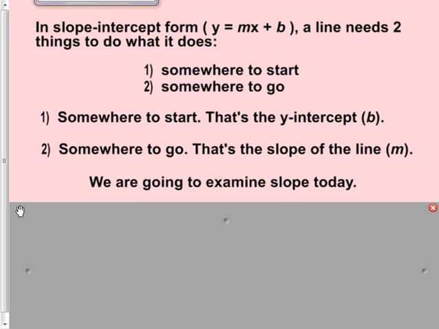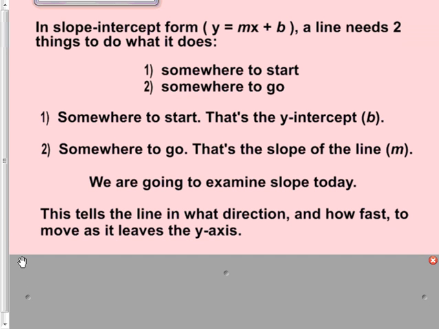We're going to start off by examining the slope, and in the next few days we will get into how to calculate the y-intercept. But the slope is going to tell the line, as you leave the y-intercept, what direction do you go, how fast do you go, upwards or downwards, quickly or slowly, horizontally or vertically. All of that comes from the slope value.